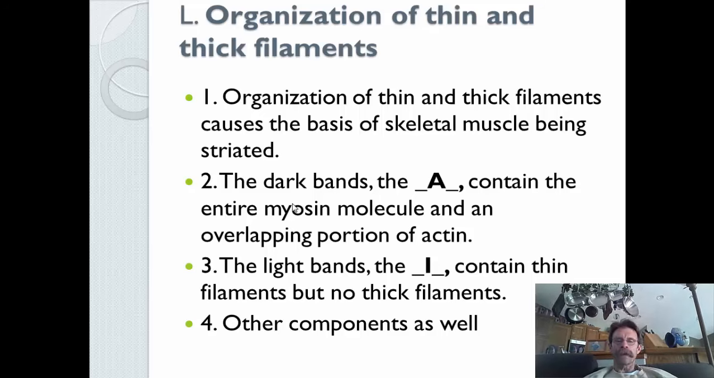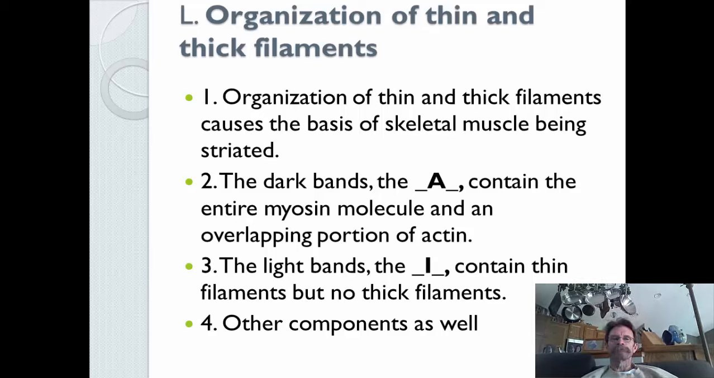So we're going to start on the top of page 5 on your outline with the organization of thin and thick filaments. So first of all, you have to recall which filaments are the thin filaments and which filaments are the thick filaments. Well, you're correct. The actin would comprise all the thin filaments, and the myosin would comprise the thick filaments. So they're organized in a way that creates this striation look of a skeletal muscle cell.